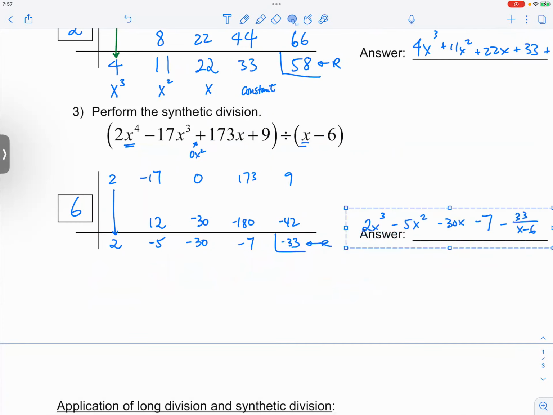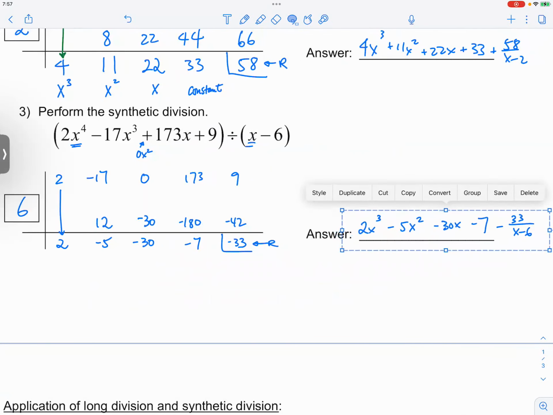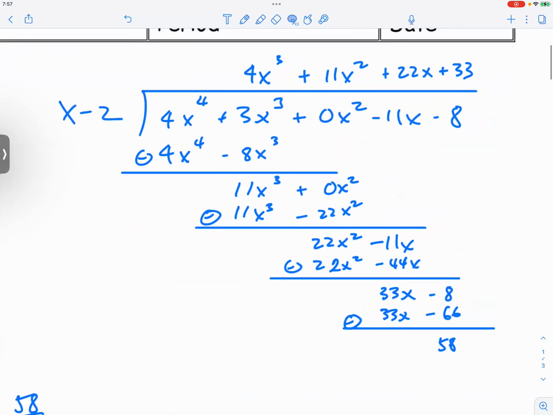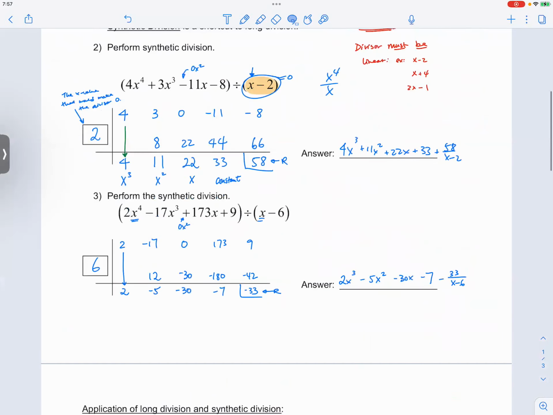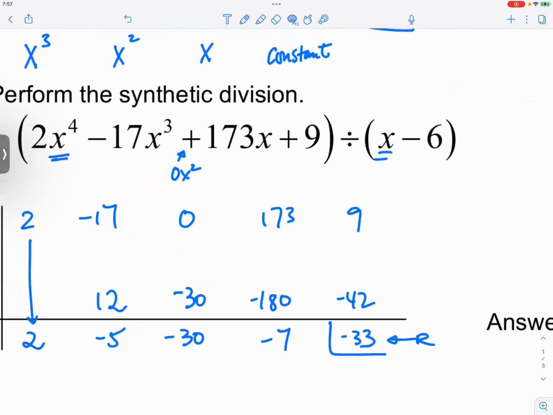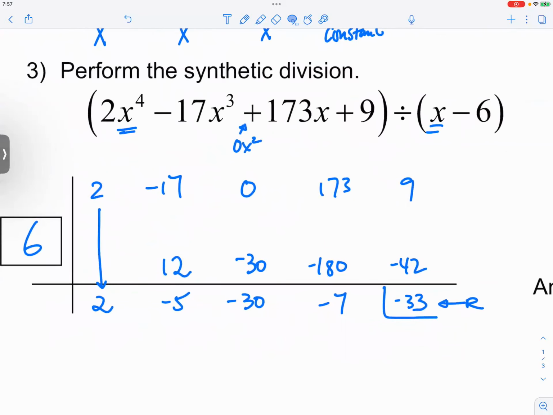So again, synthetic division is way more convenient than the tedious long division that we had. But again, make sure that you know the limitation. The limitation is that we can only do synthetic division when the divisor is linear.